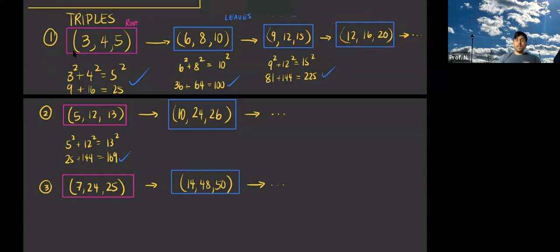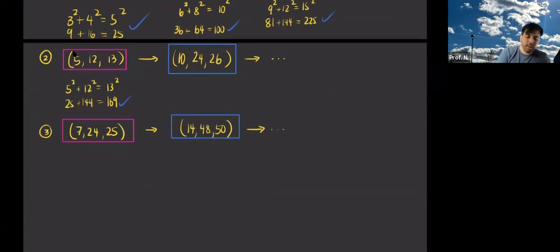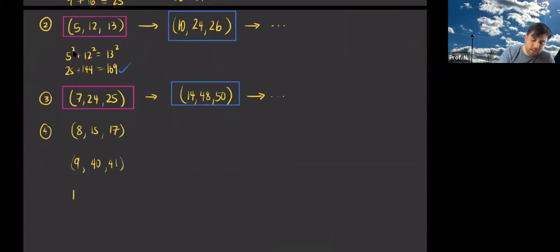That's true. The thing is, once you have one triple, like I said, you just multiply any number by those triples and you get a new triple. That's how you make more and more. But then you have different roots. 5, 12, 13, that's another one. 7, 24, 25. And I'll just give you a few more and you can check on your own. 8, 15, 17, that's another one. 9, 40, 41, that's another one. 12, 35, 37, that's another one.